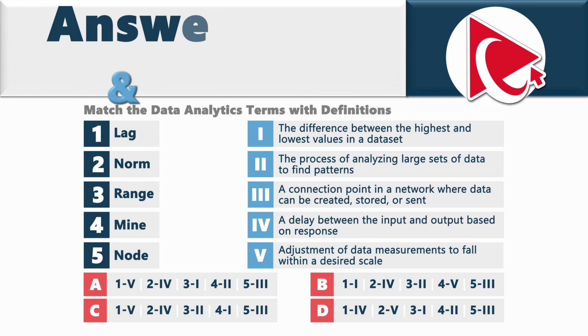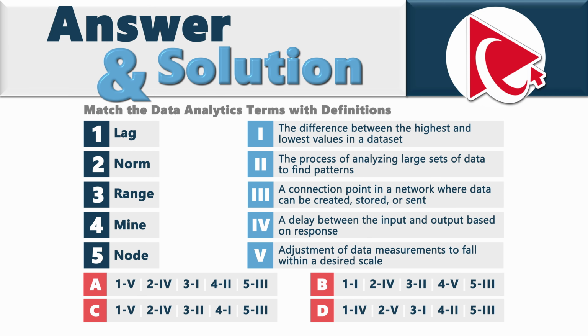And the solution here is really simpler than you think. The lag is the time of delay, especially a delay between the input and the output. The norm, short for normalization, is an adjustment of data measurements to fall within a desired range. For example, the range might be between 0 and 100. The range represents the difference between the highest and the lowest values in the dataset.